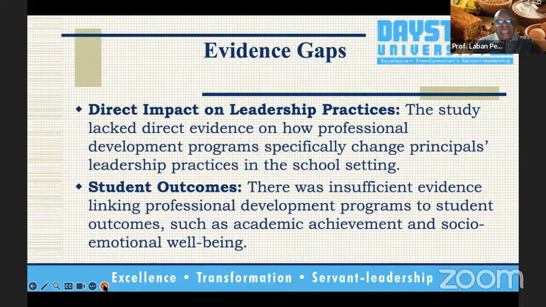So I hope you are noticing that this is a very demanding area, the evidence gaps. Because how do you show evidence on how professional development programs change principals' leadership practices? And you're looking at school performance and the wellness of the school. And then student outcomes. There was insufficient evidence linking professional development programs to student outcome, such as academic achievement and social-emotional well-being.